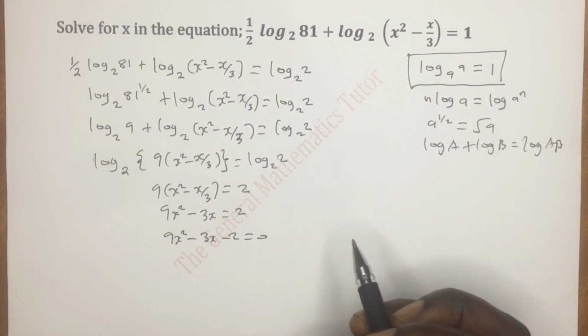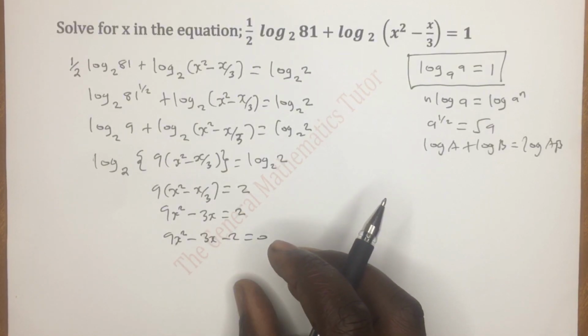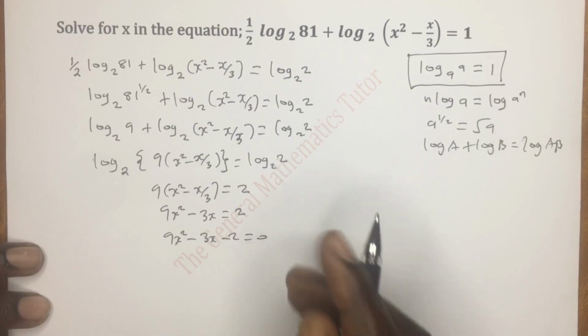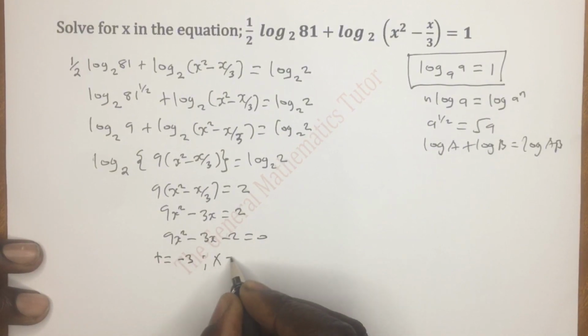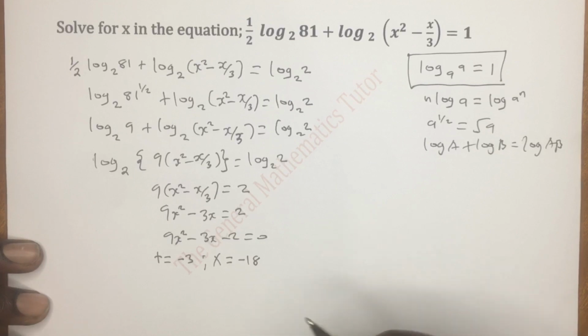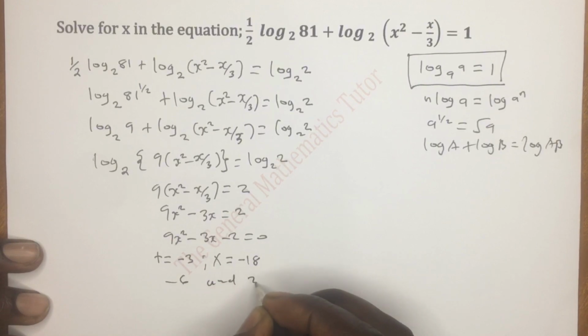You can solve this using any method. Let us use the factorization method. For us to use factorization, we are going to look for two numbers whose sum is the same as b, and b in this case is negative 3, and their product should be the same as a times c, that is negative 18. You'll find that these two numbers are negative 6 and positive 3.